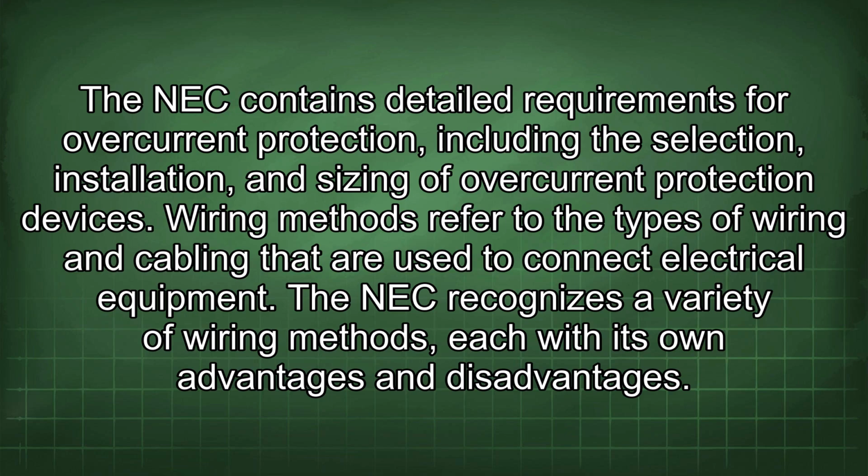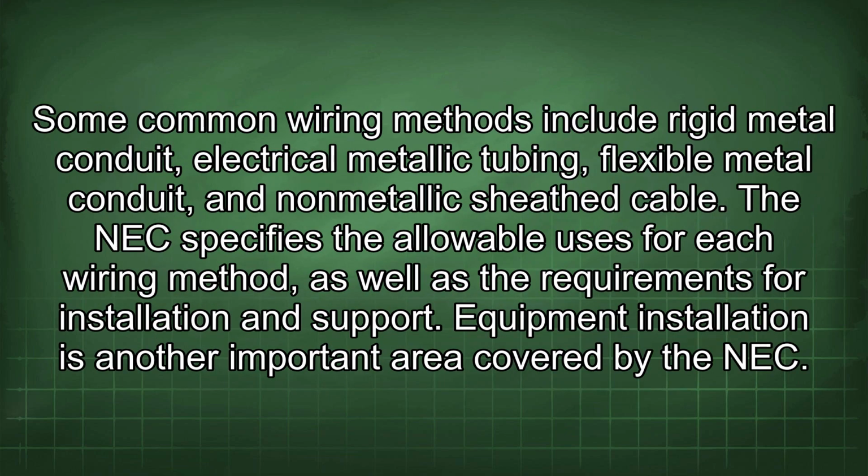Wiring methods refer to the types of wiring and cabling that are used to connect electrical equipment. The NEC recognizes a variety of wiring methods, each with its own advantages and disadvantages. Some common wiring methods include rigid metal conduit, electrical metallic tubing, flexible metal conduit, and non-metallic sheath cable. The NEC specifies the allowable uses for each wiring method, as well as the requirements for installation and support.